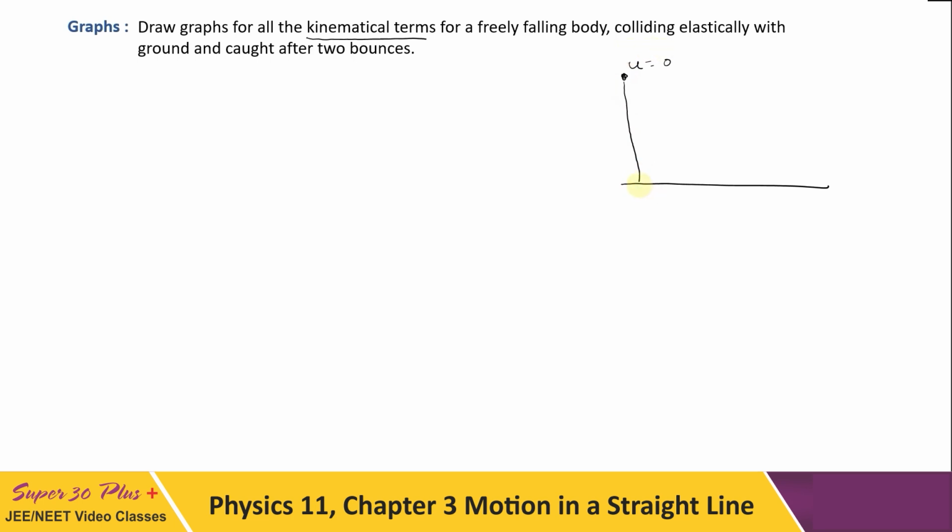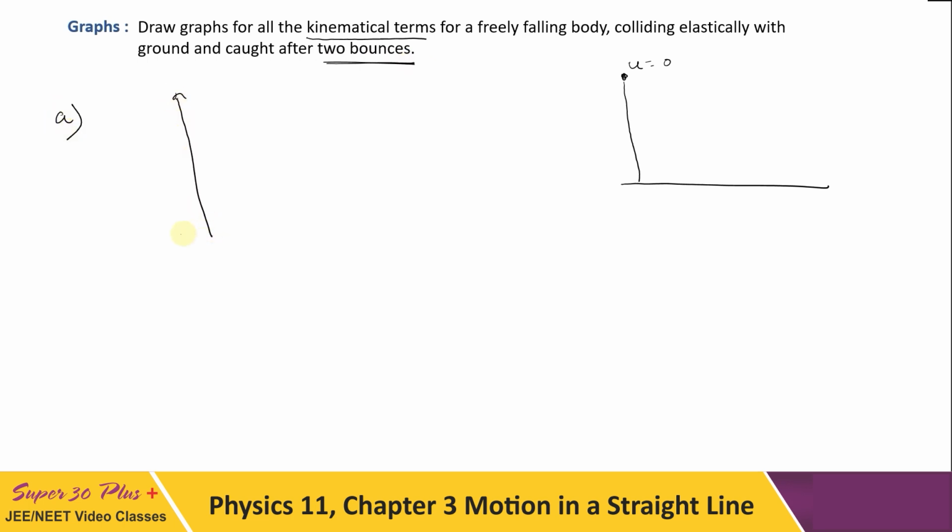So it will collide with ground and then move up. If it is elastic collision, of course it will go up to the same height, then will come again down and collide again. So we have to draw the graph for two bounces. Let us start now. First I am drawing the displacement curve.